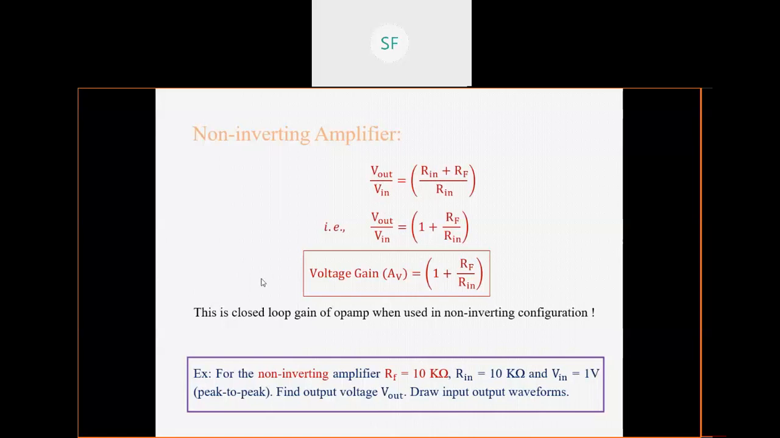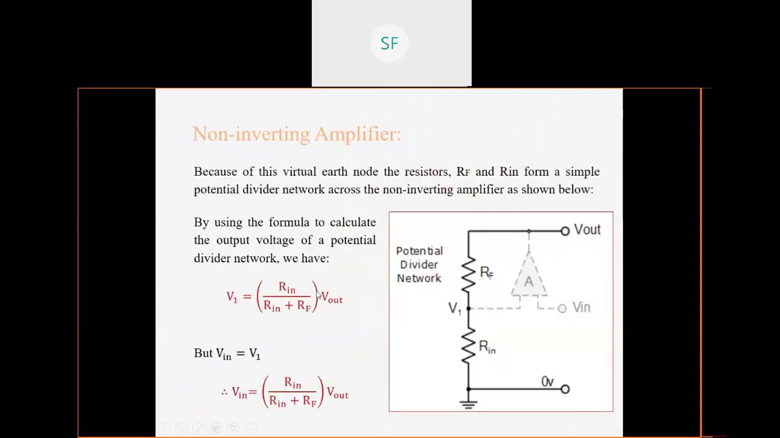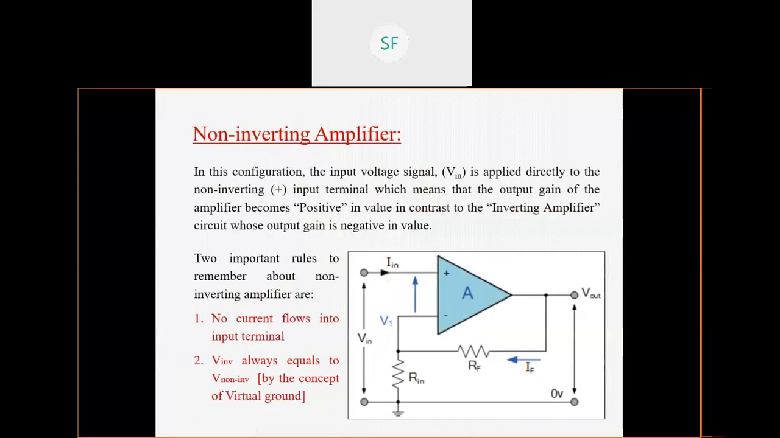So now this is the closed loop gain of the op-amp when used in non-inverting configuration. Why is it closed loop? Because feedback is given. Inverting amplifier, non-inverting amplifier, summing amplifier, subtractor, voltage follower, all these are closed loop. All these will have closed loop gain only. Okay, so I will just once again repeat it for you because it is very important.